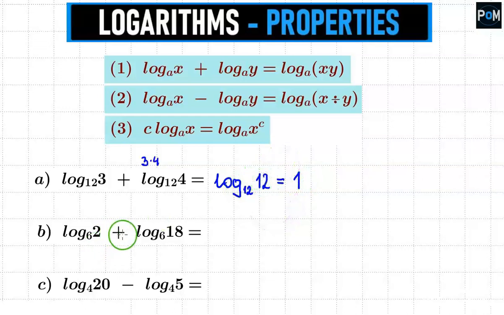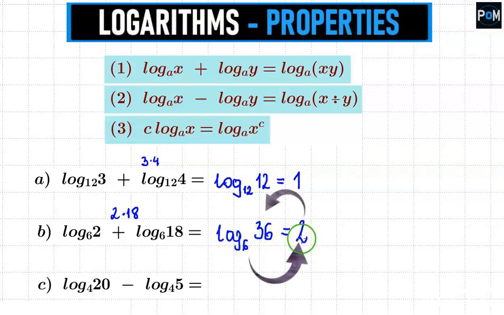In example B, similarly, we have addition of two logarithms. Here is a log base of 6, and here is a log base of 6. So the result will also be a log base of 6. And the logarithmized numbers, which is 2 and 18, we have to multiply them. When we multiply them, we get the result of 36. We can already calculate such a log. The log base 6 of 36 equals 2, because 6 to the power of 2 gives the result of 36.